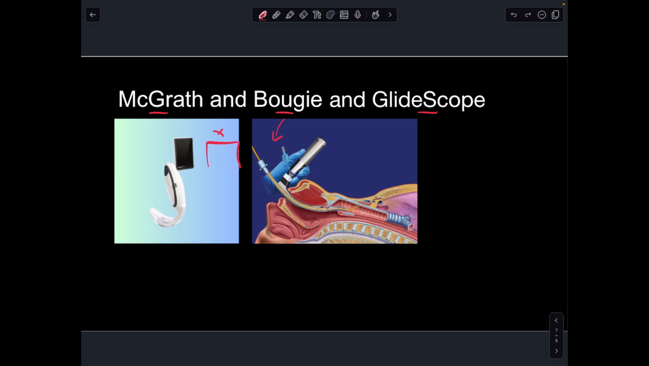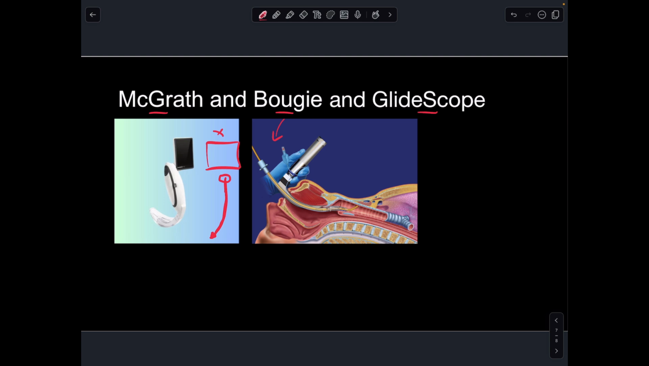Another pointer when you're performing a glide scope intubation: it's a rigid stylet that's being used. So you have this endotracheal tube slash stylet right here, and it's very rigid. If you want to have the most control, grasp the rigid stylet at the very top. That gives you the most leverage, so you can control the tip and steer it the most effectively.